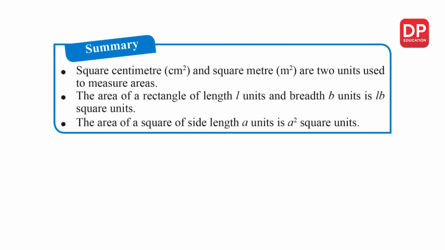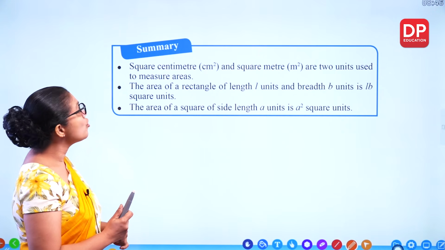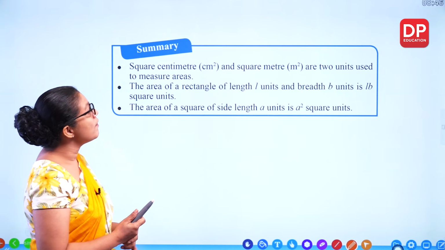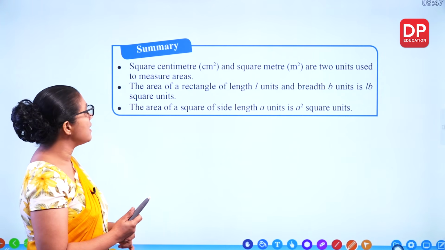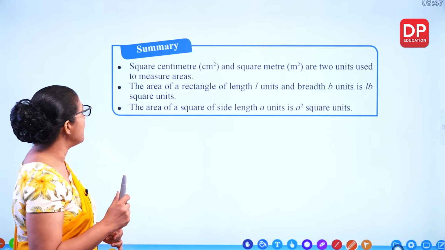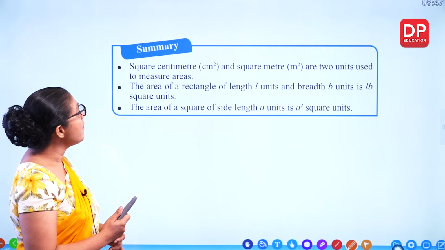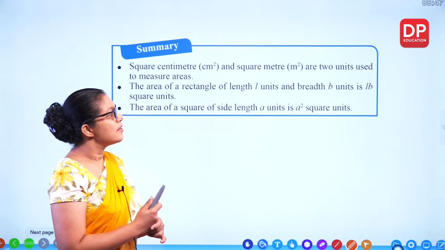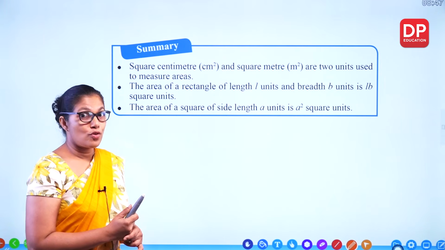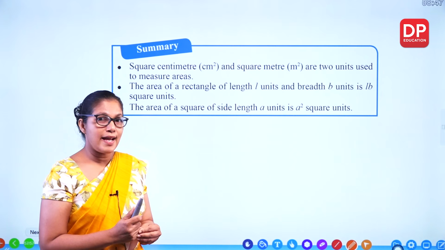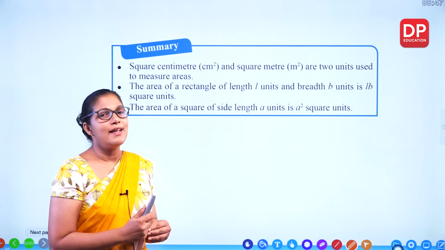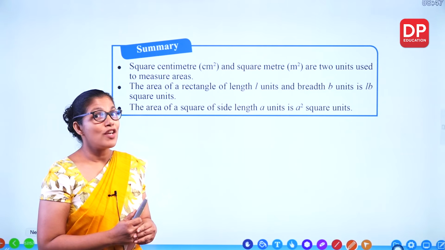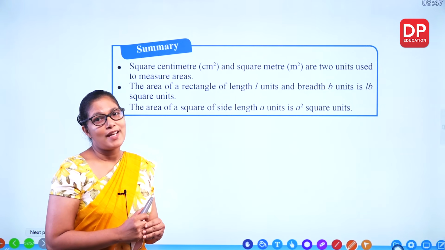Square centimeter and square meter are two units used to measure areas. The area of a rectangle of length L units and breadth B units is L into B, LB square units, and the area of a square of side length A units is A squared square units. So in this lesson we discussed areas of squares and rectangles. In future lessons we'll see what are the other shapes that you need to find out the areas.